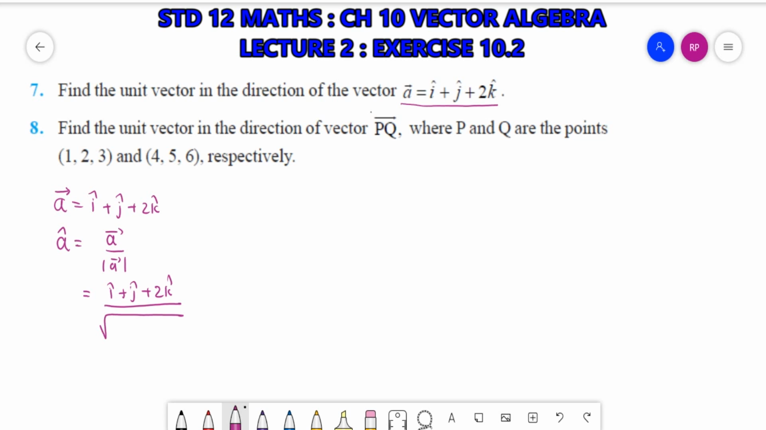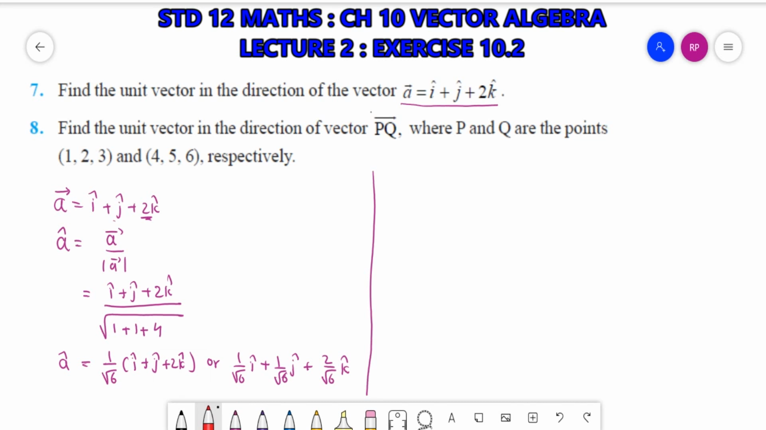Okay, so that will be under root of the coefficient of i, that is 1 square, 1. Coefficient of j, 1, 1 square, 1. Coefficient of k, 2, that is 2 square, 4. So this will be equal to 1 by root of 4 plus 1 plus 1, 6, times i plus j plus 2k. This is the unit vector in the direction of vector A. I can also write it in this way: 1 by root 6 i plus 1 by root 6 j plus 2 by root 6 k. Clear? This was about question number 7.